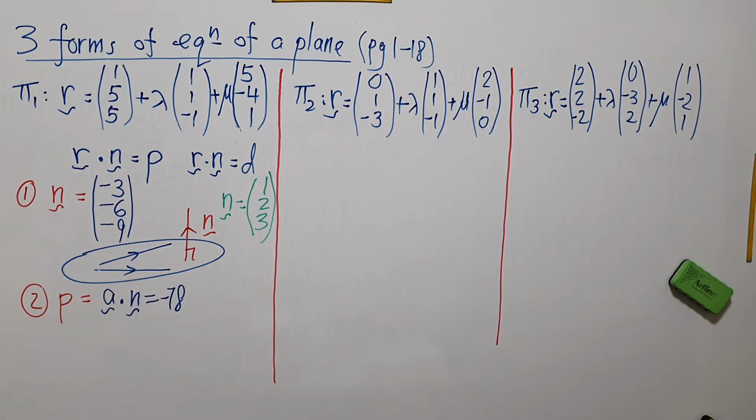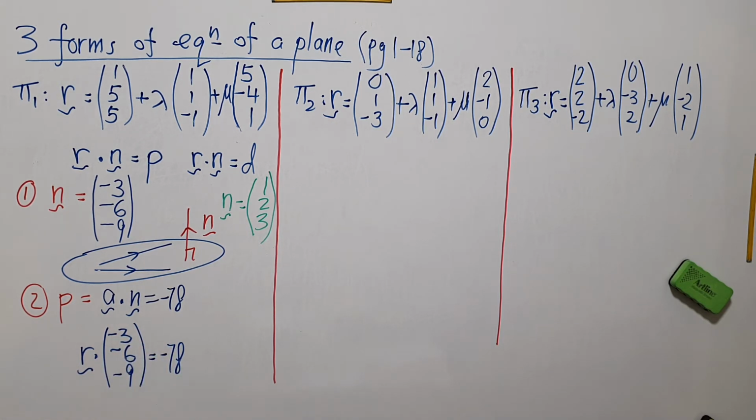Alright. So once you have the vector n and the number p, you can put it down, and there you are, the equation of the plane: -3, -6, -9 equals -78.